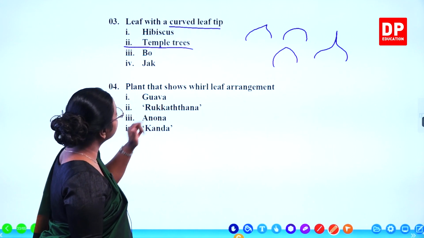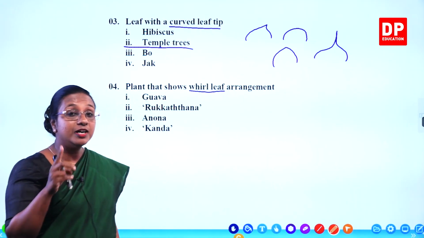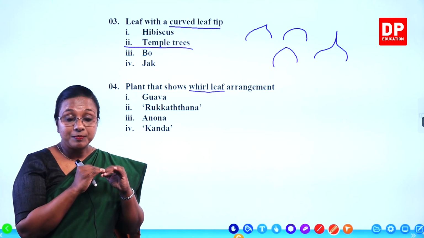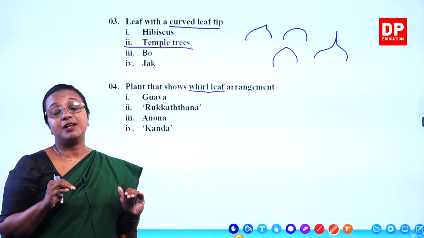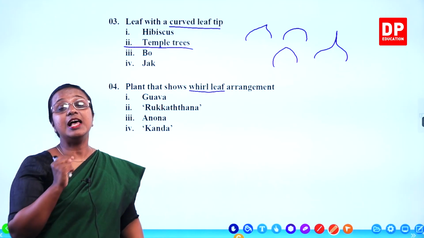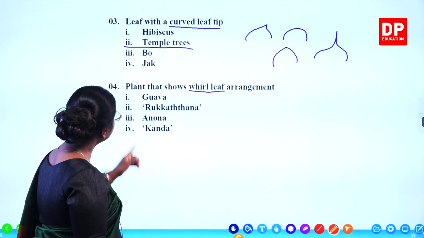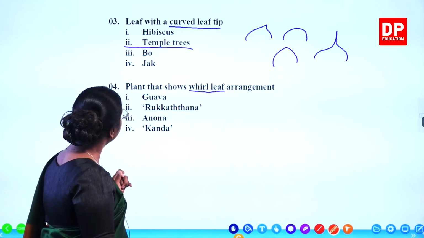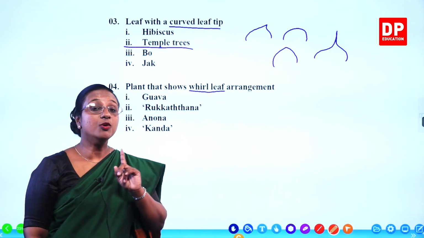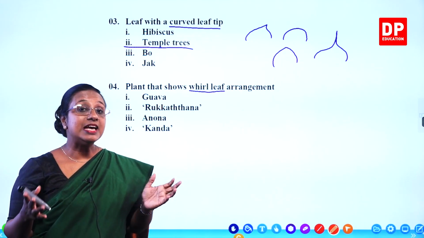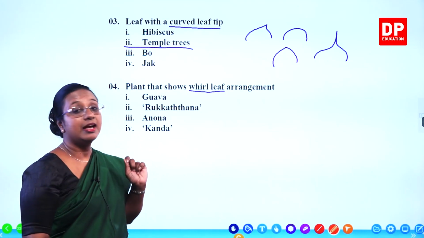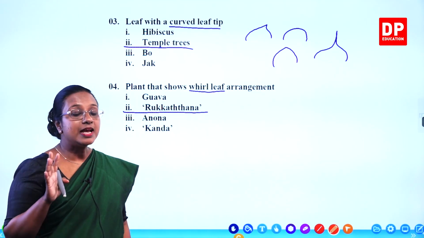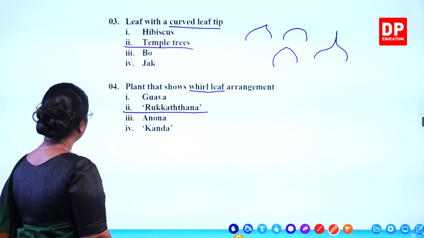Then the next one, plant that shows whorl leaf arrangement. What is the whorl leaf arrangement? Three or more leaves start at the same point, at the same level around the stem, so that it has a whorl arrangement. So if we take guava, guava has opposite leaf arrangement. The leaves are paired and opposite. What about rukatana? Rukatana has a whorl leaf arrangement. Anona, it has alternate leaf arrangement. And kanda has a spiral leaf arrangement. So what is the answer here? It has to be rukatana. Is that correct, students? Okay, then. I will move on to the next one.